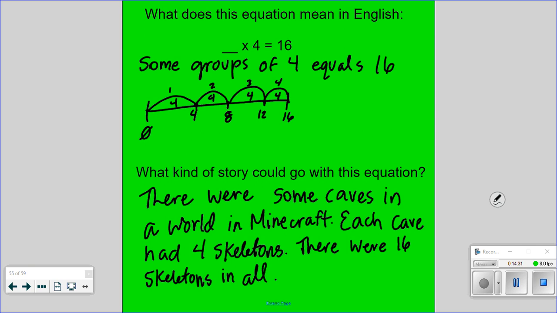All right, Sean. How many caves were there? Perfect. How many caves were there? Awesome. We've had our mystery number of caves. So we know those caves got some skeletons hiding in them. We know there was a total of 16 skeletons. This story perfectly matches this equation of having that mystery number of groups.